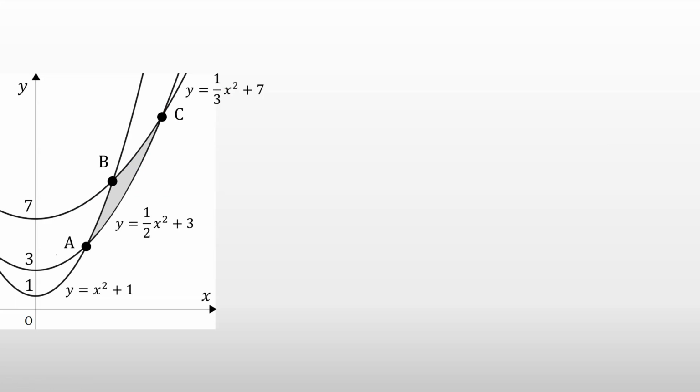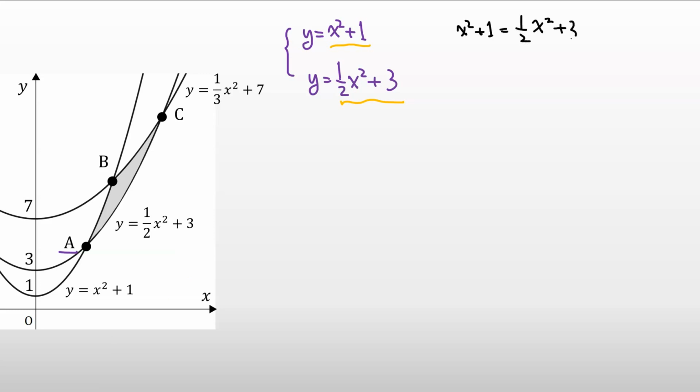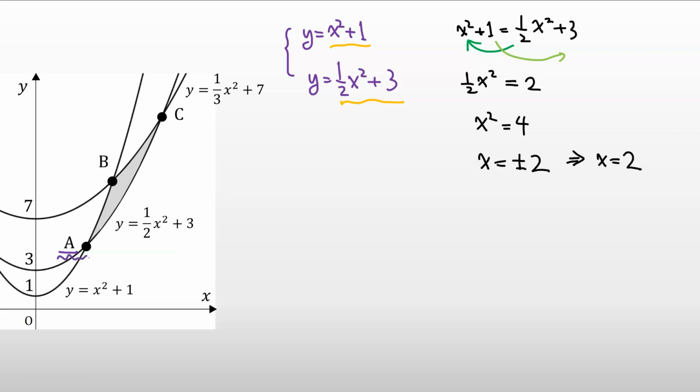First, the coordinates of the intersection point A can be found by solving this system of equations. By equating these two, we have x squared plus 1 equals 1/2 x squared plus 3. So we have 1/2 x squared equals 2, so x squared equals 4, so x equals plus or minus 2. But here, we only choose x equals 2 because this point is in the first quadrant, so x must be positive. And from the first equation, y equals 2 squared plus 1, therefore we have 5. Therefore, the coordinates of intersection point A are (2, 5).